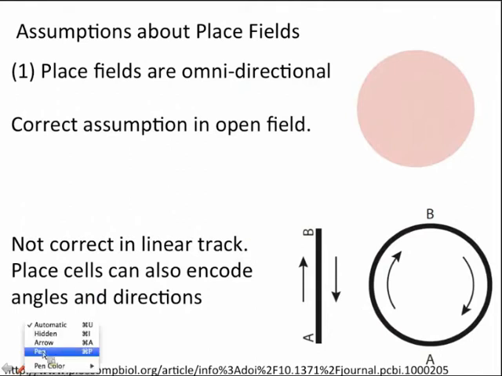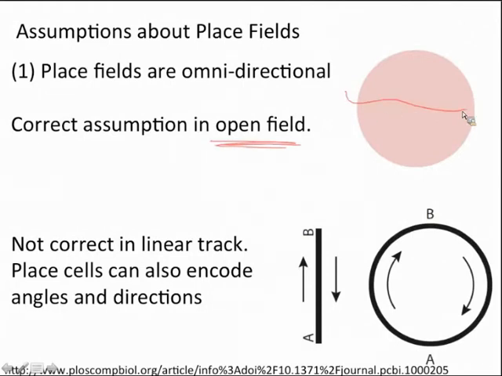Well, in reality, this may or may not be a correct assumption. It does seem to be a correct assumption in an open field. In an open field, it doesn't seem to matter at all which direction you travel. But if there is a linear track, place cells, these neurons, can also detect angles and directions. These neurons can detect more than just location. Right now, we're just saying that the spike train depends only on our location.